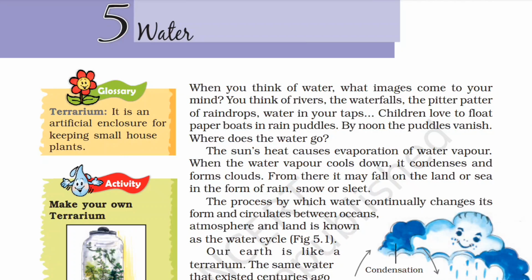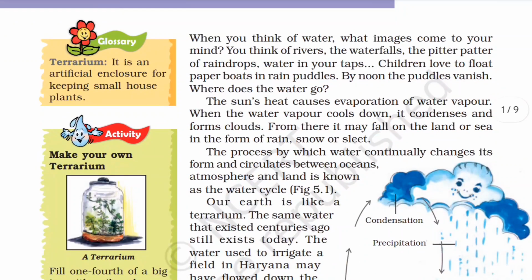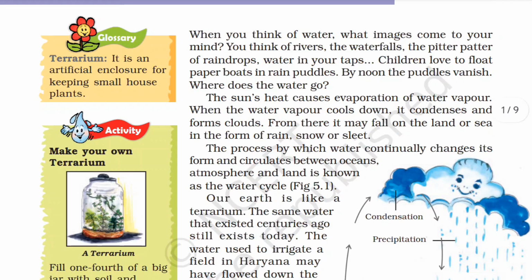The sun's heat causes evaporation of water into vapor. When the water vapor cools down, it condenses and forms clouds. From there, it may fall on the land or sea in the form of rain, snow, and sleet. The process by which water continuously changes its form and circulates between ocean, atmosphere, and land is known as the water cycle.